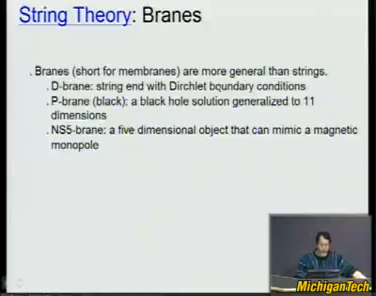In general, branes, short for membranes, are more general than strings. There's something called a D-brane, which is a string end with Dirichlet boundary conditions. You can look that up; I should have linked that. There's also a p-brane, which is a black hole solution generalized to 11 spatial dimensions. And an NS5 brane is a 5-dimensional object that can mimic a magnetic monopole. So there are certain things you can do with strings.